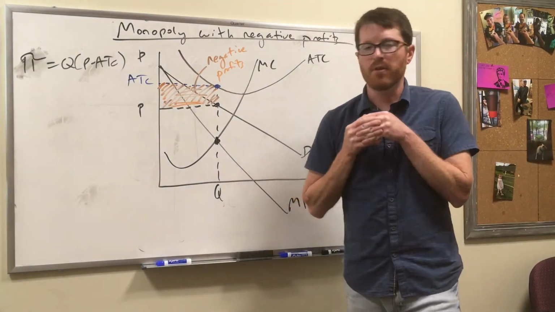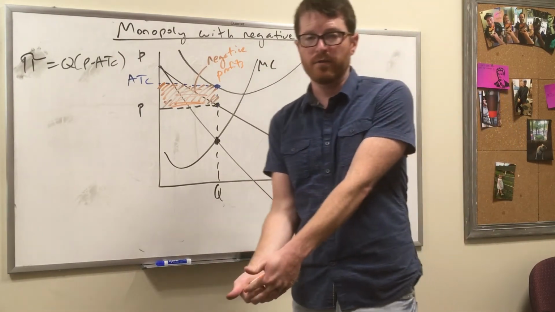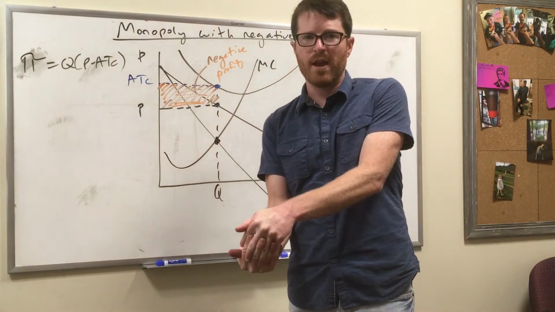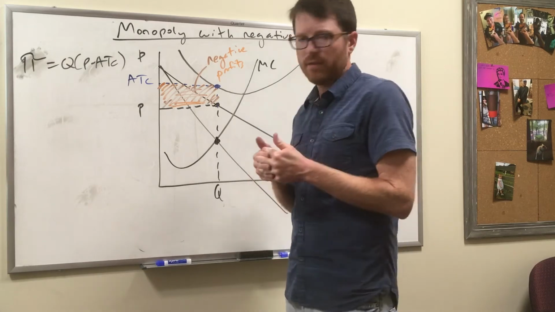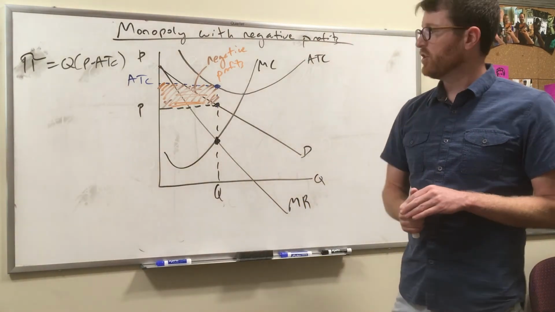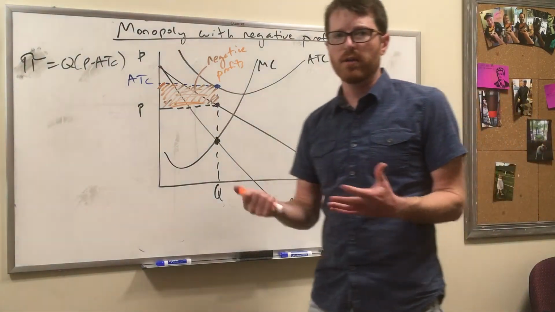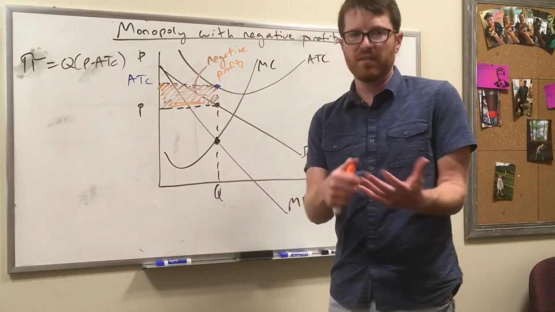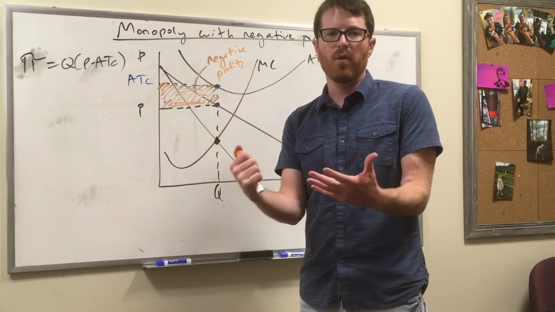You know, have you ever seen a small town and there's one store and the store shuts down? Happens all the time. Well, that is a monopoly that is earning negative profits and thus shuts down. Will they shut down in the short run or long run? Well, it depends. In the long run, I guess they're always going to shut down, right? Negative profits always a bad thing.